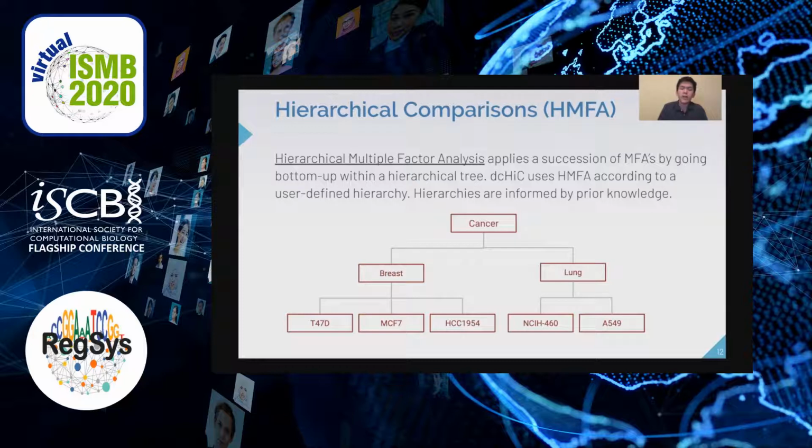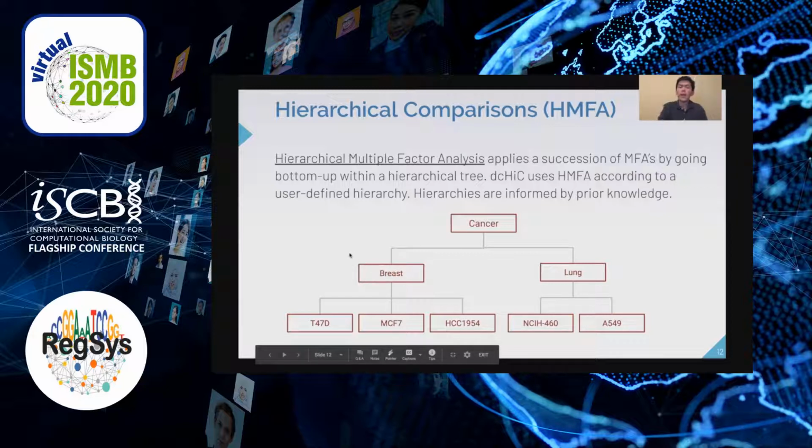In HMFA, we perform a succession of MFAs by going bottom up within some hierarchical tree. So for instance, let's say we have these 5 different cancer cell lines. 3 of them are breast cancer cell lines and 2 of them are lung cancer cell lines. And in HMFA, we first perform an MFA among the breast cancer cell lines, then one among the lung cancer cell lines, before finally performing an MFA between these two groups. In an HMFA, not only is every cell line normalized against the other cell lines in its respective group, the groups are also normalized against each other.